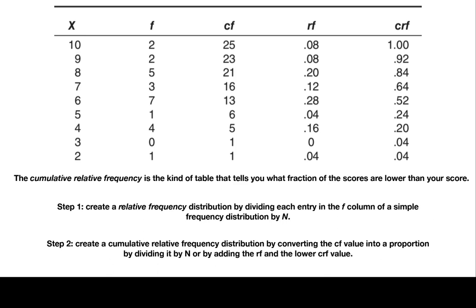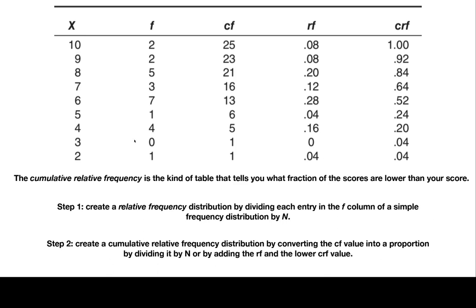Now to execute this computation, look at the raw score 2. It has a frequency equivalent to 1. So to get the relative frequency value, we need to divide 1 by the total number of values or scores, which is equivalent to 25. So 1 divided by 25 is 0.04.